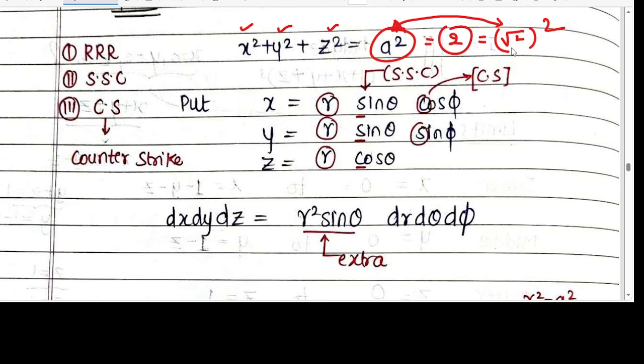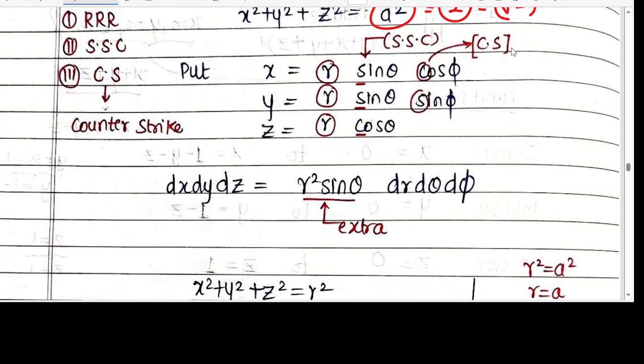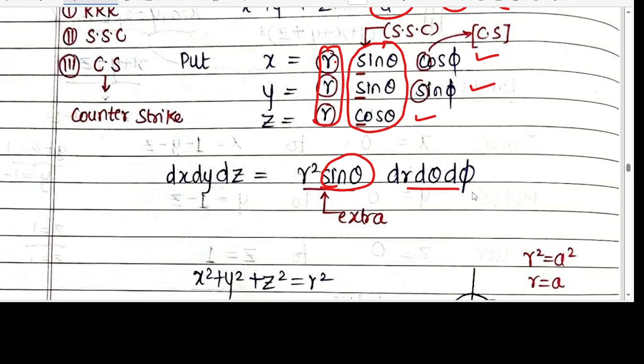So here we have to write x, y and z. How to remember x, y, z? Remember, in all three cases this r part is there. Along with x, sine theta, sine and cosine, like this. So x is equal to r sine theta into cos phi, y is equal to r sine theta into sine phi, and z is equal to r cos theta. And dx dy dz is equal to r square sine theta dr d theta d phi.